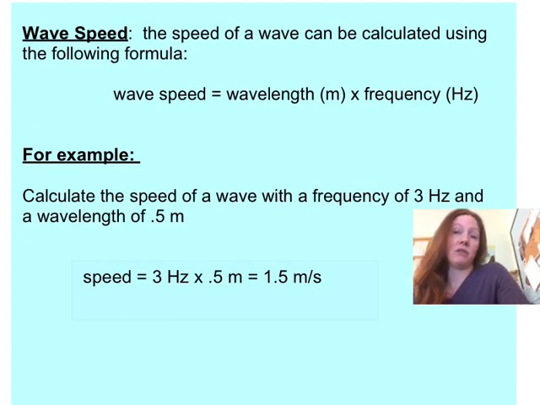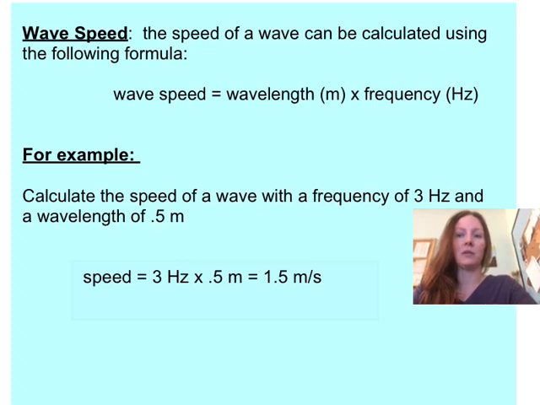Wave speed in general is basically how fast it's traveling, so how many wavelengths pass a point in a given second. So if you want to measure, mathematically, the speed of a wave, you simply take the frequency and multiply it by the wavelength. So here I had a wave with a frequency of 3 hertz and a wavelength of half a meter, 0.5 meters. If I multiply those together, I get 1.5 meters per second. So this wave is traveling 1.5 meters every second.